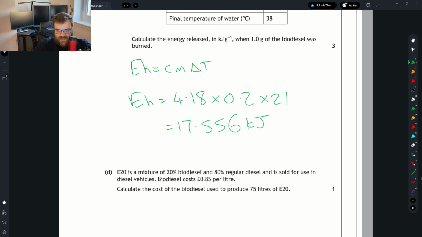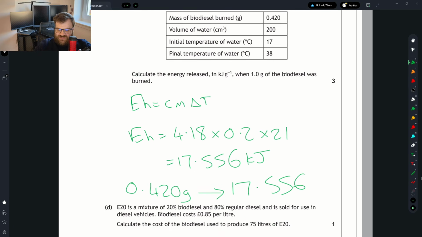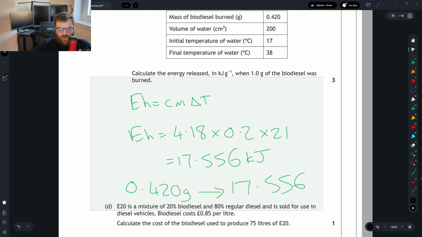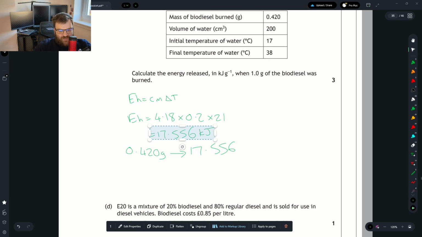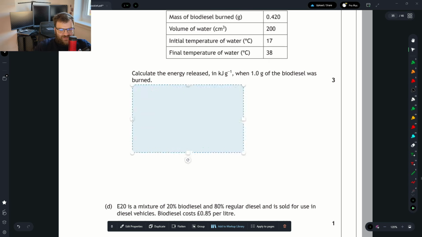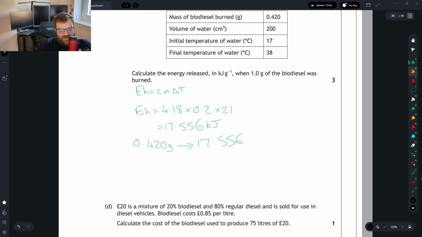That was when we burned 0.420 grams, gave off 17.556. Question wants to know how much would we get from 1 gram. All these kind of proportion questions, we need to think, is it going to be more than 17.556 kilojoules or less? Well, if we do, to here, we've got to end up with a bigger number here.